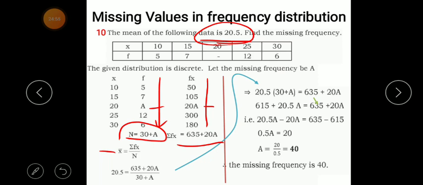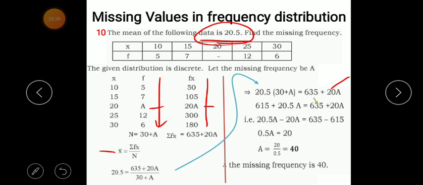Once this is done, I'm moving here. Now in this, 20.5 is divided by 30 plus a, so I'm sending it there. I'm multiplying by 30 plus a. So 20.5 multiplied by 30 plus a is equal to 635 plus 20a.